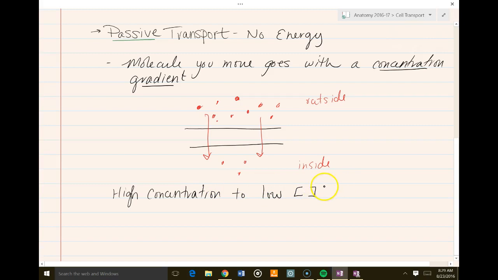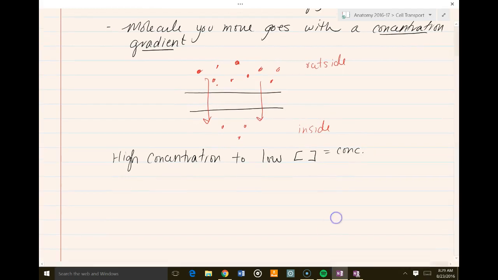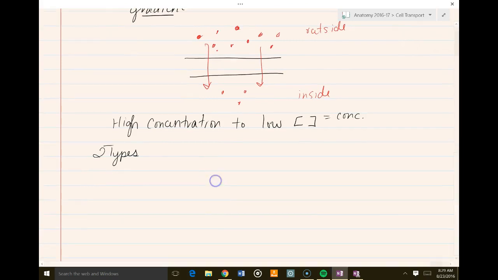Okay, so brackets like this, that is the same as concentration. Okay, so those mean the same thing. So we're always going to move from a high to a low concentration in passive transport. So with passive transport, there are a couple different types that you guys need to know. And those two types all deal with the movement from high to low concentrations.